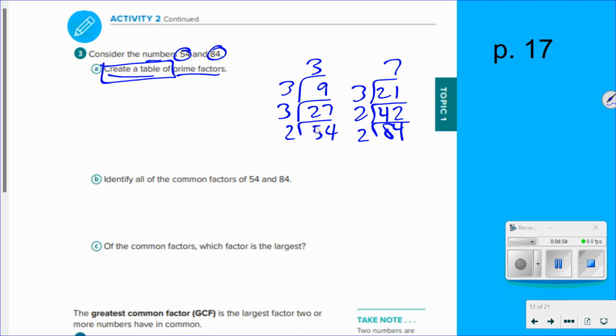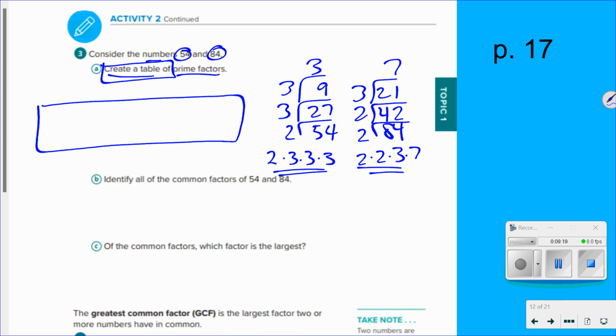Okay, once you have your prime factorization, which technically I don't, because I need to rewrite it, 2 times 3 times 3 times 3, and 2 times 2 times 3 times 7. That's actually your prime factorizations. The cake just gives you all the numbers you need to put in there. Now we can build our table. So we're going to create our table of prime factors for 54 and 84.